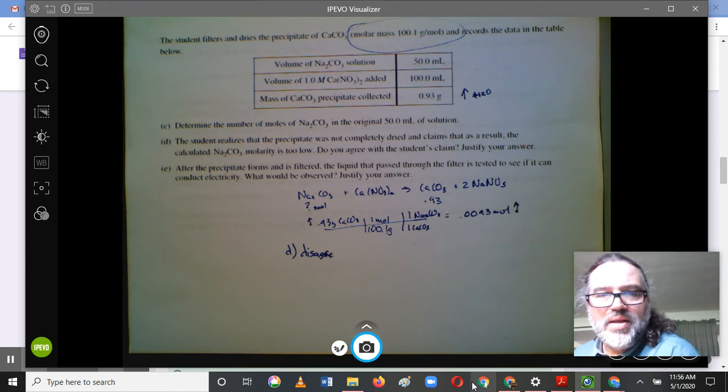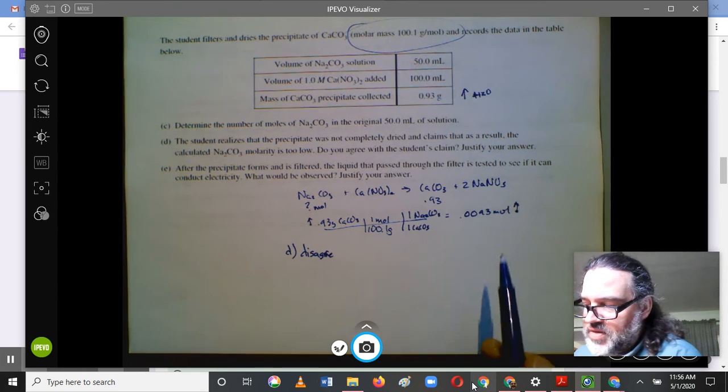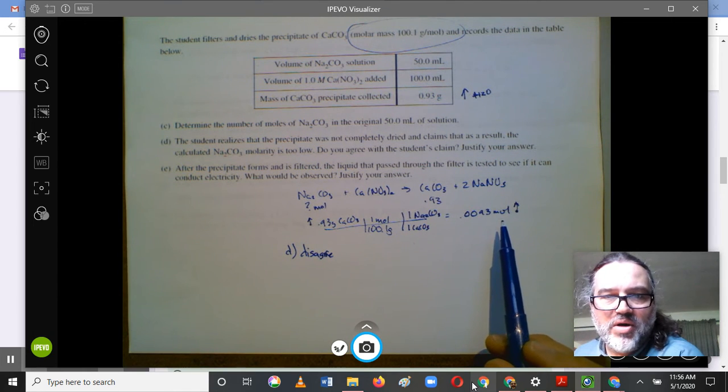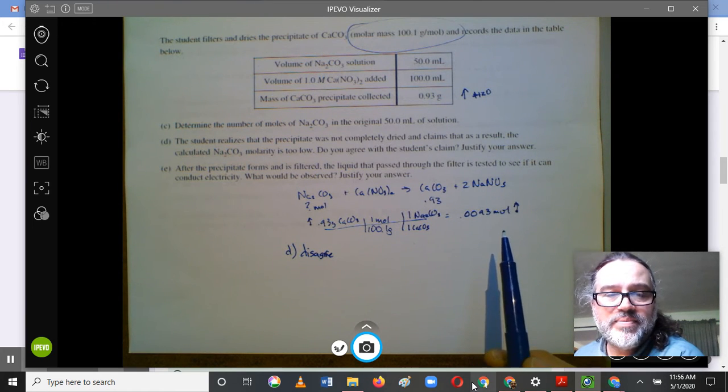And I would explain the fact that the wet calcium carbonate would increase the number of moles of sodium carbonate, and if there's more moles of sodium carbonate, molarity would have to go up.